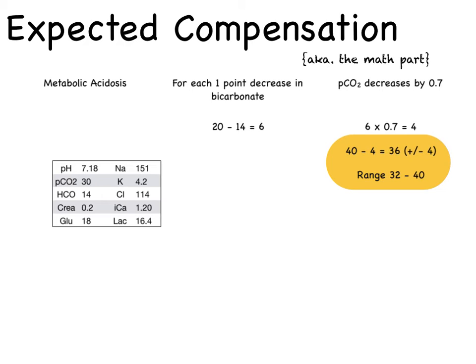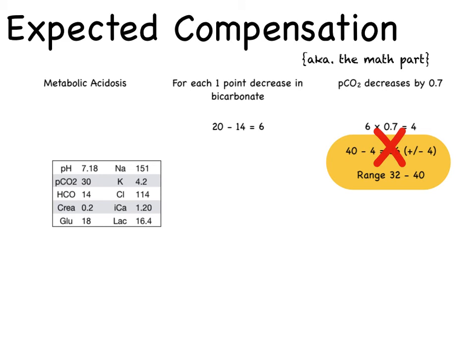Now, not everyone's normal PCO2 is exactly 40, and not everyone's normal bicarb is exactly 20, so we're going to park our little range on there of plus or minus 4. That gives us a range for the CO2 of 32 to 40. And when we take a look, we can see that our patient's PCO2 is 30, which is not inside of our range. So in this case, the math doesn't quite work out. It's close, but it isn't there.